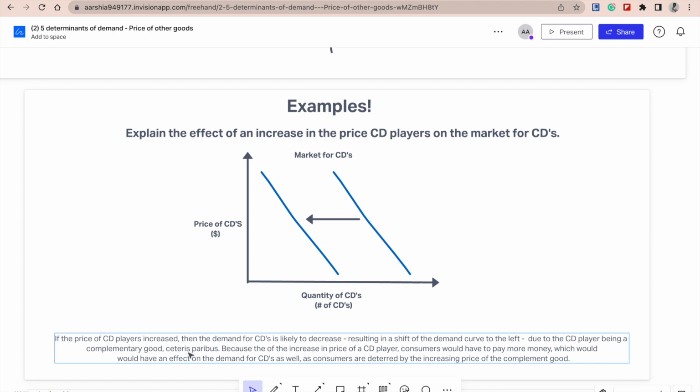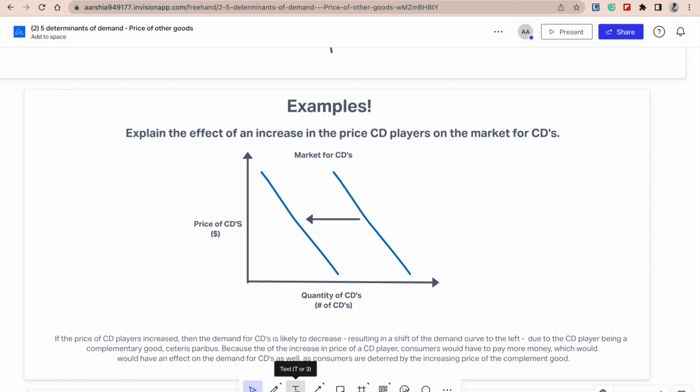Don't forget to mention this at the end of your sentence. It's very important because we're only talking about one factor affecting the demand, so ceteris paribus implies that. Because of the increase in the price of CD players, consumers would have to pay more money, which would have an effect on the demand for CDs as well, as consumers are deterred by the increasing price of the complement good.